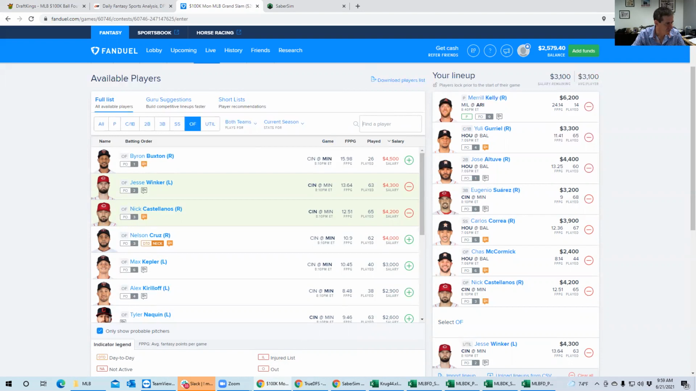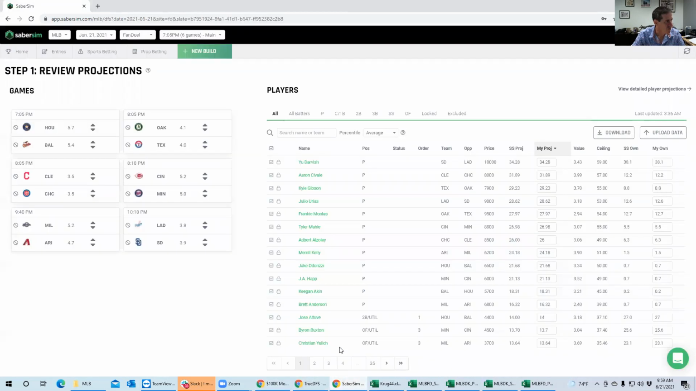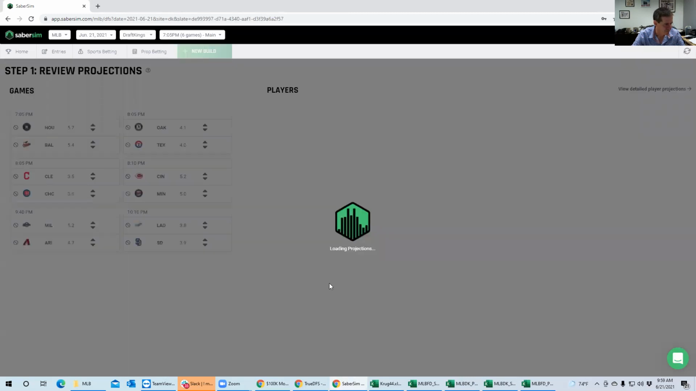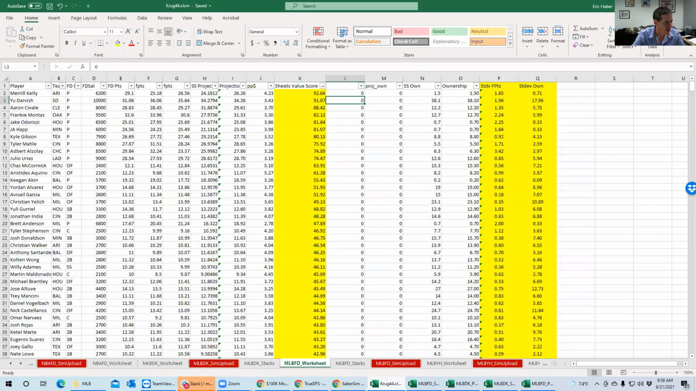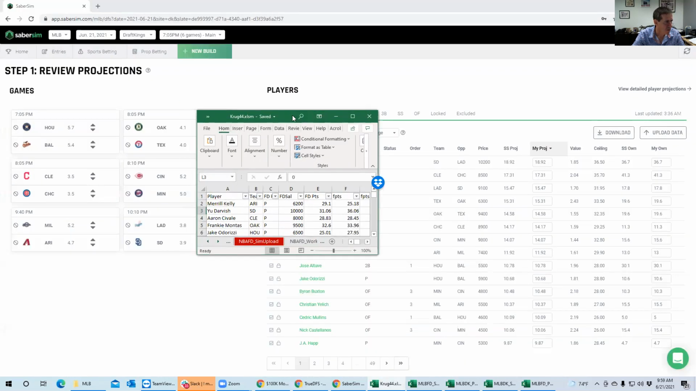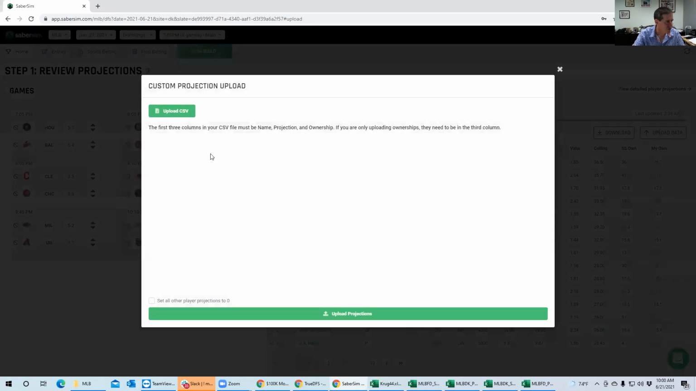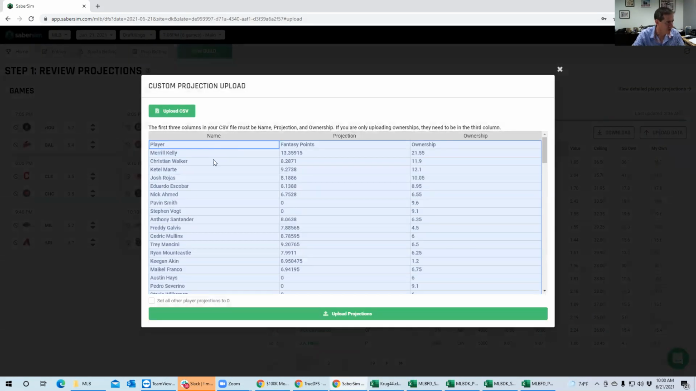So let's build a couple of SaberSim builds just to see what that would provide for us. And again, you're going to have to figure out how to do this on your own. I have my own way to parse the data so that it's downloadable, but you can download it right from the site, from the Google Sheet, and you can come up with something similar to this. So what I do is I have my own little thing over here, and then I change the projections and ownerships to mine. This is so key.